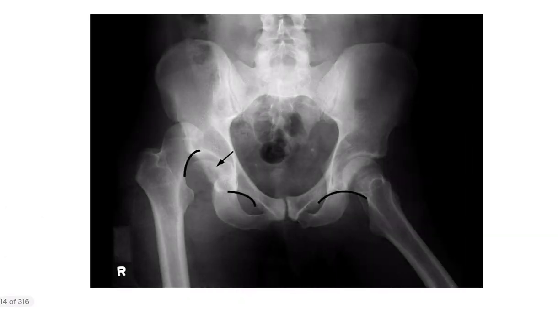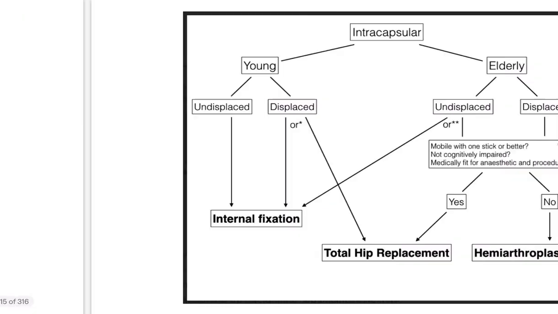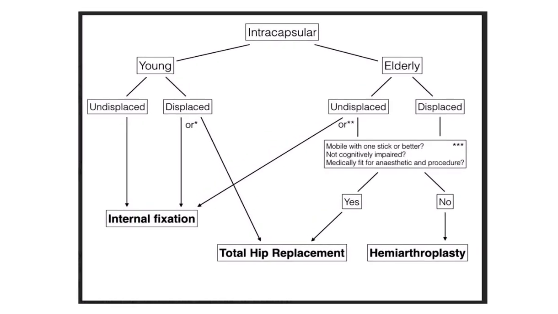In this picture we can see there is a loss of the normal concavity or normal angle of the hip joint, which is known as the Shenton line. So the Shenton line changes and this femur is externally rotated, so there is a fracture of the femoral neck. Now see the intracapsular fracture: in this patient, an old man who is fit, an intracapsular fracture develops.